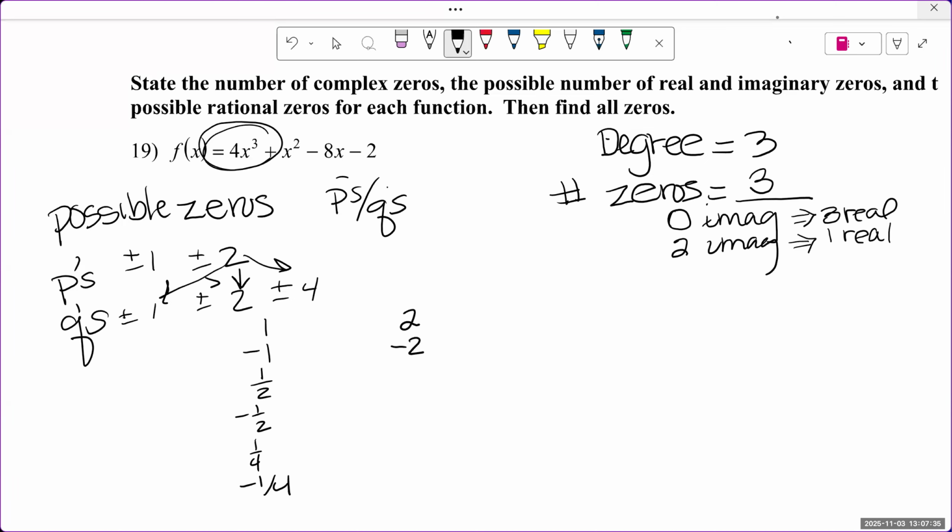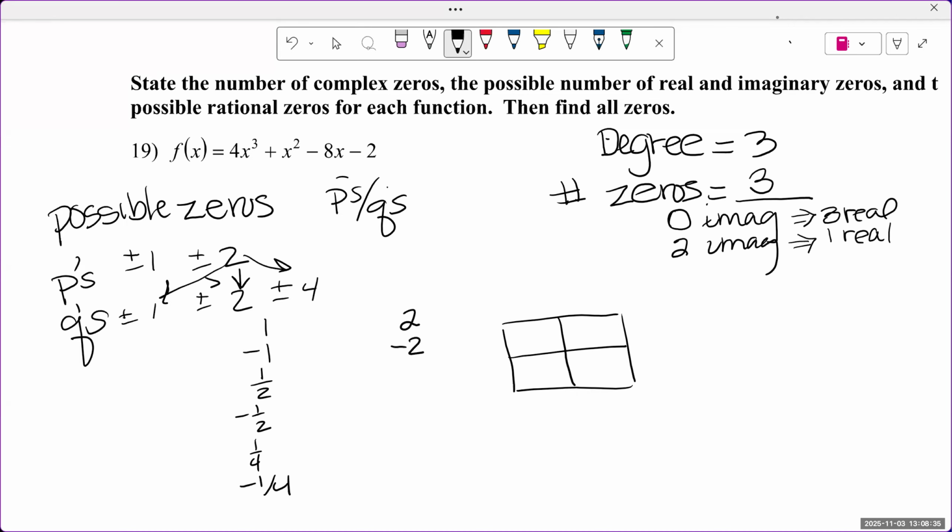We need to find which ones actually work for the polynomial. Okay, so we have 1, 2, 3, 4, 5, 6, 7, 8. We could plug them in. Plug them in and see, if f of that number comes out to be 0, that means it works. The first thing I'm going to do is try to factor, because I'd personally rather factor than plug in all these numbers.